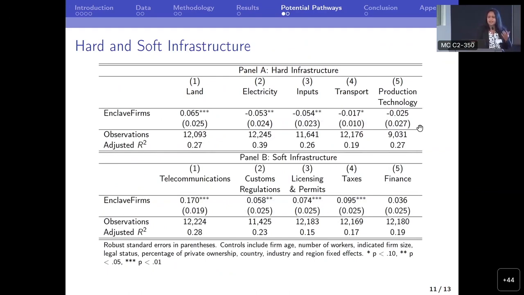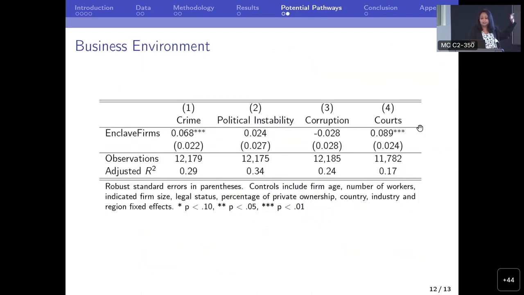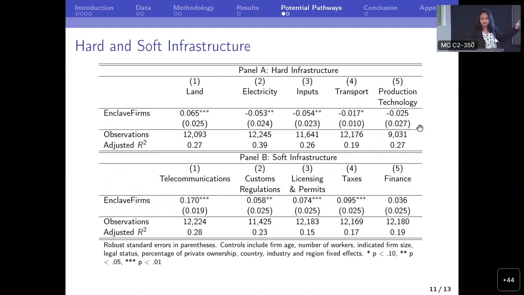So then coming to what could explain this, well, if they are doing better, then the explanation perhaps has to be because they have better access to land, because they have better access to electricity, better access to inputs, and so on. So what I've done is I've categorized these obstacles into what we call, and the World Bank also uses this terminology in its literature, hard infrastructure, soft infrastructure, and business environment. Backing up a slide here.